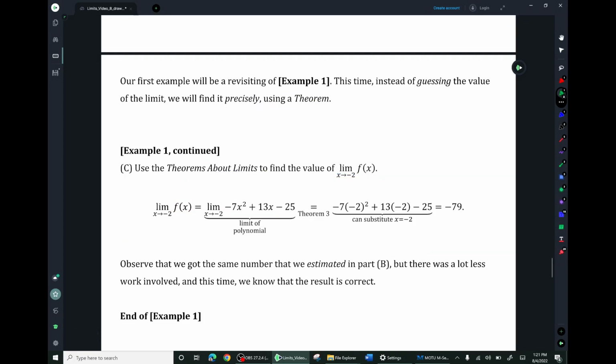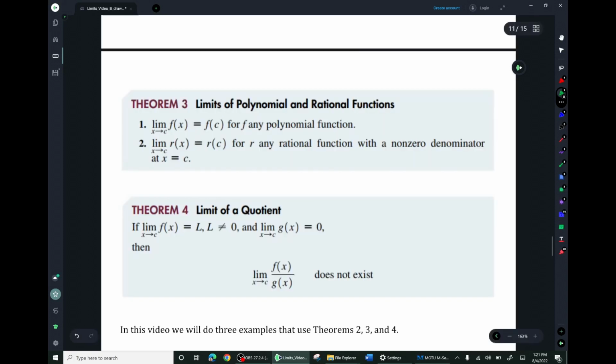Now kind of zoom out and look at the overall form of what we have. What we have there is a polynomial function with a limit expression parked in front of it. So we're being asked to compute the limit of a polynomial. Well, if we go back up and look at Theorem 3, Theorem 3 says for any polynomial function f, if you are asked to compute the limit as x approaches c of f of x, you can compute that simply by finding f of c.